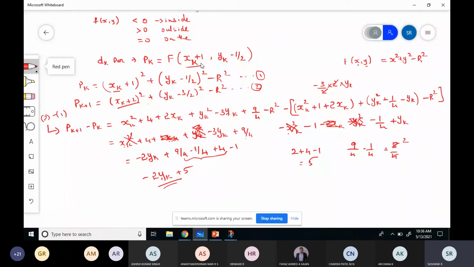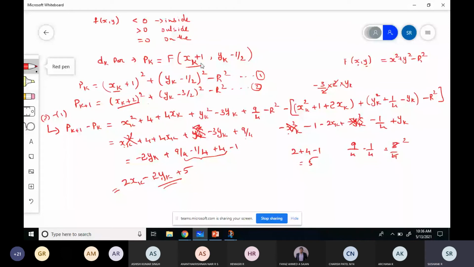But you can check here, a square plus b square plus 2ab. I had just written ab, so it should be 4xk here. So you can check this: a square plus b square plus 2ab, where 2 twos are 4. It should be 4xk. So if it is 4xk, here it was 2xk, so I had left out 2. So 4xk minus 2xk will be 2xk. So this will be the equation of pk plus 1 minus pk.